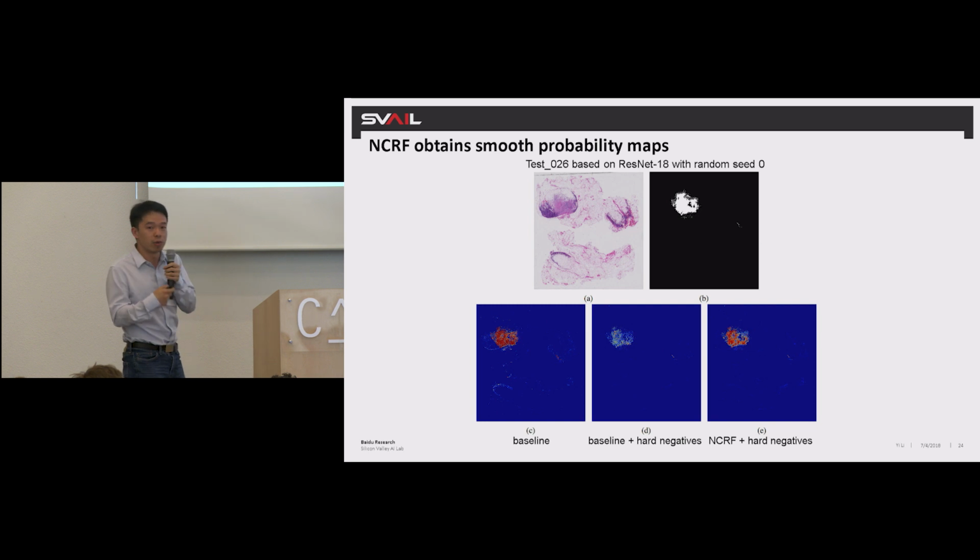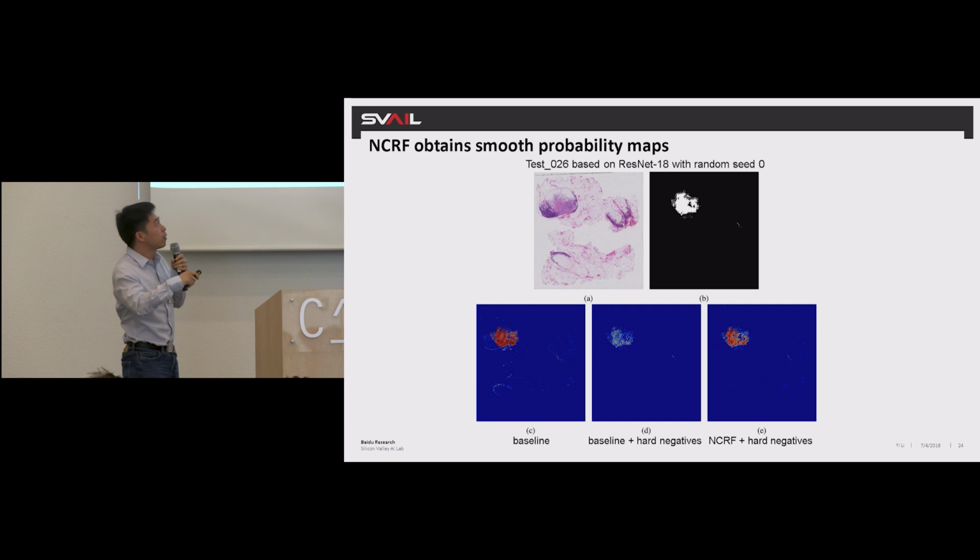We can also look at the probability map obtained through our method and the baseline methods. Here is an example of test 26. This is the raw overview from the pathology slides. This is the annotation from the pathologist. And the first figure here is the heat map, the probability map obtained through the baseline method. We can see that for sure it covers the ground truth regions pretty well, but it also introduces quite a few false positives here.